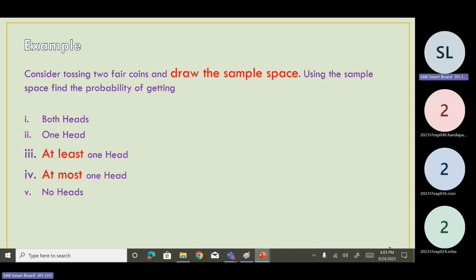Using the sample space, find the probability of getting: we have subparts. Both heads, one head, at least one head, at most one head, and no heads. So 3 things we are trying to learn. One is how to draw the sample space. Next is what is meant by at least, and what is meant by at most.